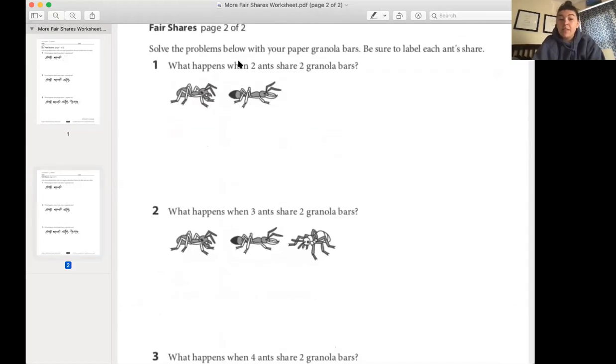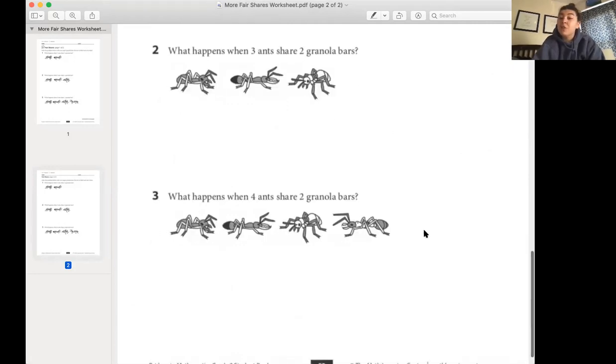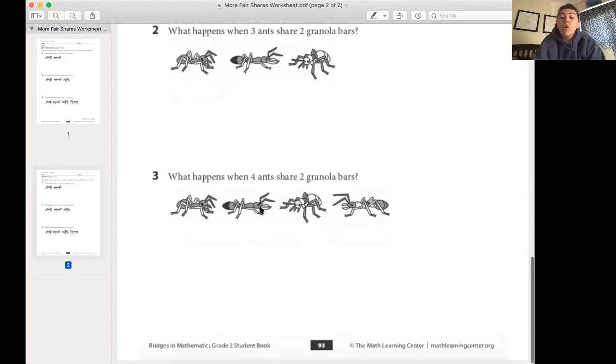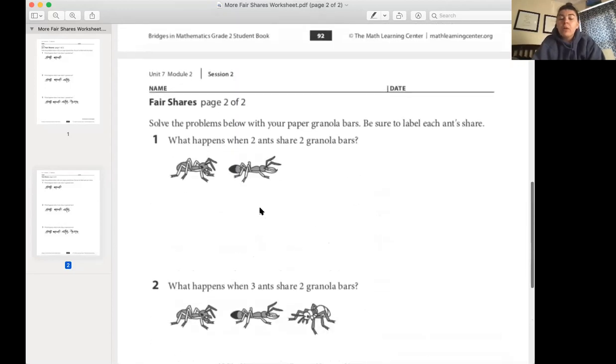Now here's the tricky ones. Now you have 2 granola bars. So draw 2 granola bars, and you need to decide how much will be given to each ant when there's 2 ants. When there's 3 ants, which, if you watch the whole video, this one should be a little bit easier. And then if there's 4 ants. So you need to think about how you will go through this.